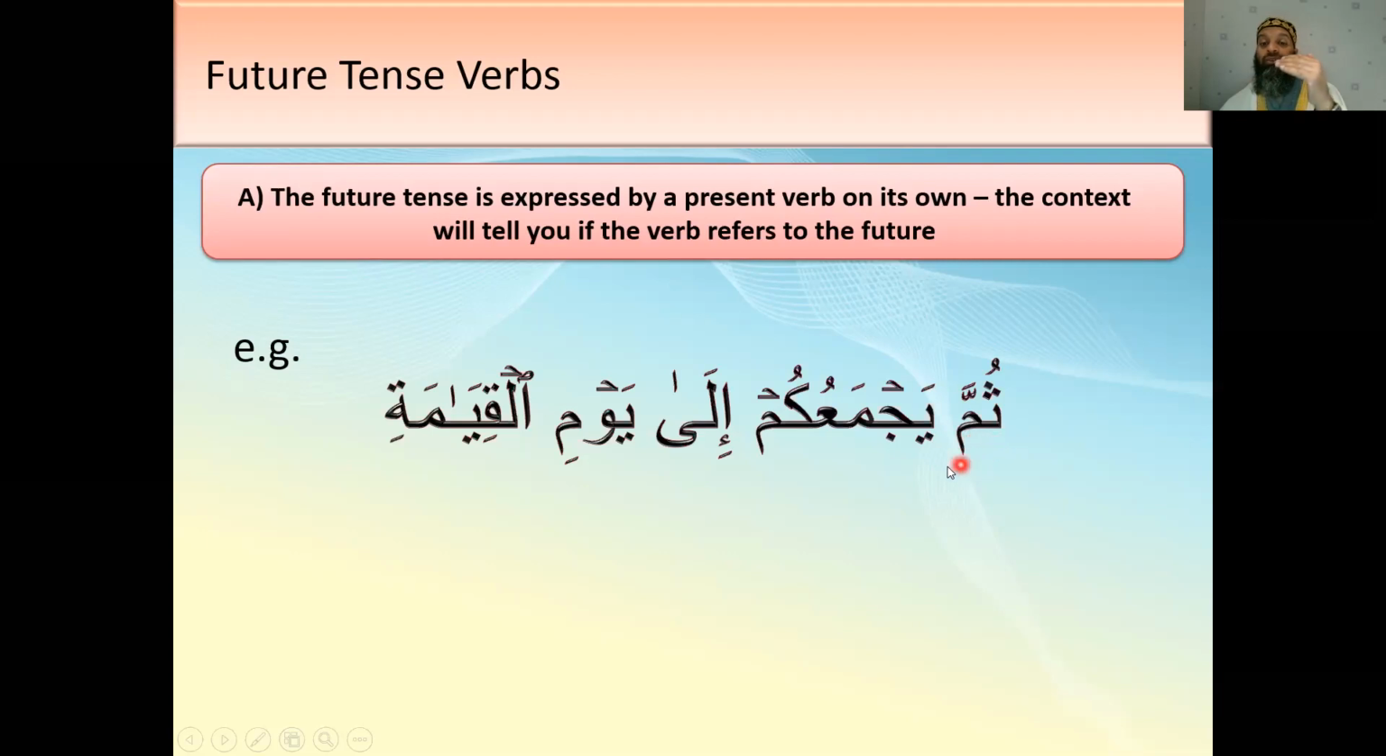It's talking about on the day of judgment. إِلَى يَوْمِ الْقِيَامَةِ. So then, he gathers you all on the day of judgment. Doesn't make sense. It's a future tense sentence. It's happening in the future. So you'll translate it as, then he will gather you all. So يَجْمَعُكُمْ here means he will gather you, because the sentence is talking about the future.